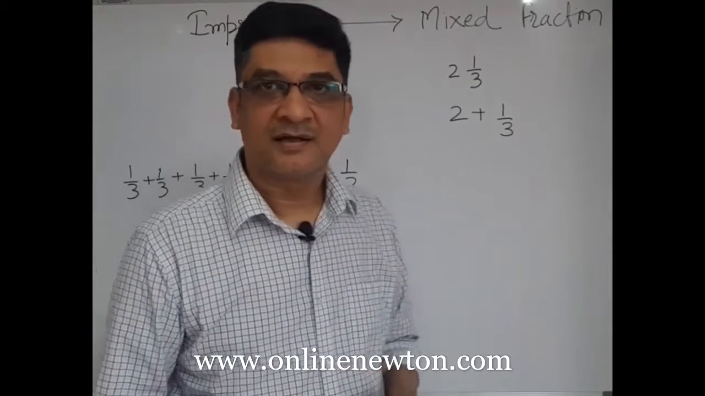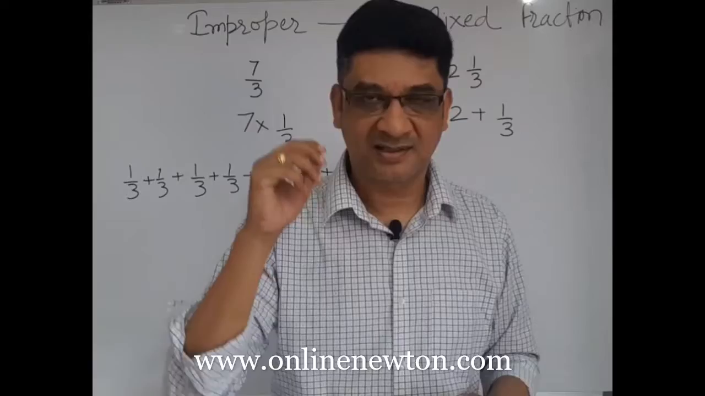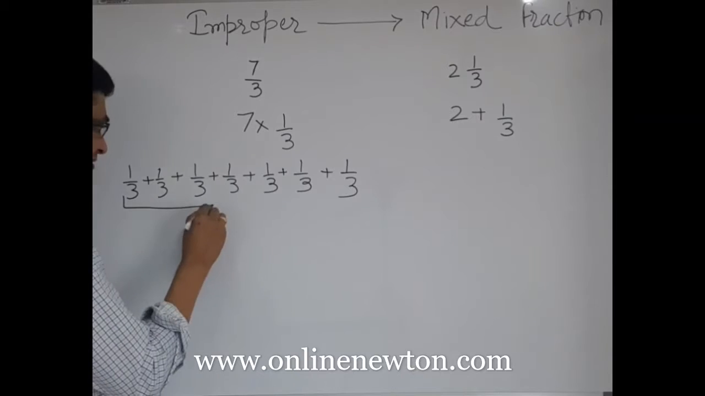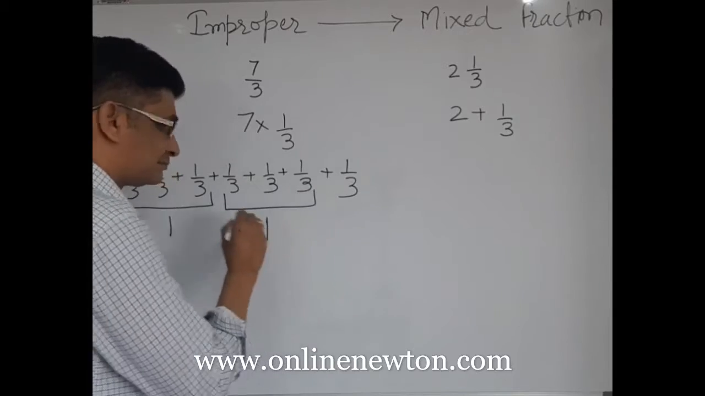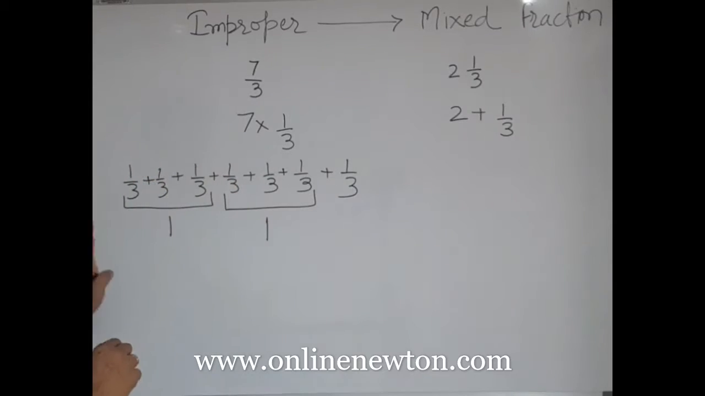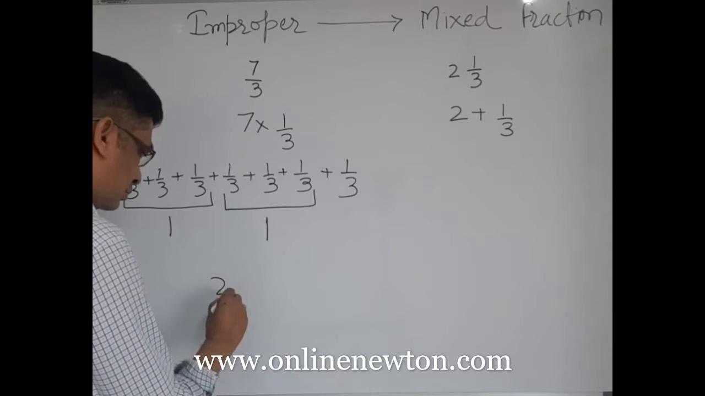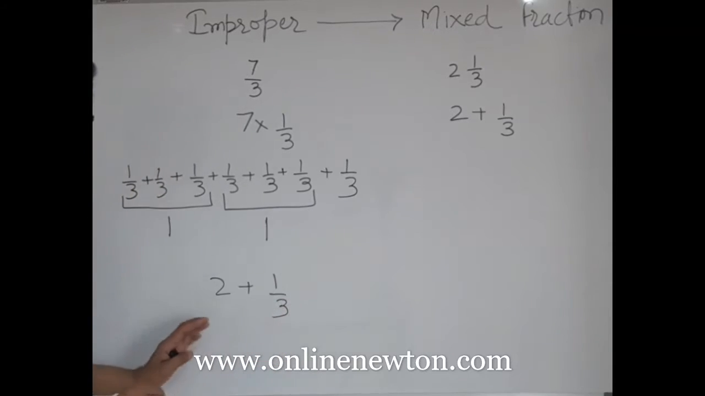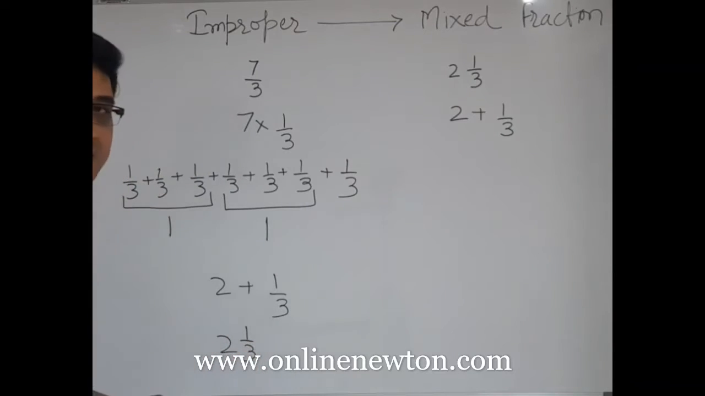Now this apple is cut into 3 parts and the size of each is 1 by 3. So 3 pieces will be 1 apple. These 3 pieces will also be 1 apple, and we are left with one single piece of size 1 by 3. So what is the total? This is 1 plus 1 plus 1 by 3. 1 plus 1 is 2 plus 1 by 3, and 2 plus 1 by 3 is also represented as 2 integer 1 by 3.